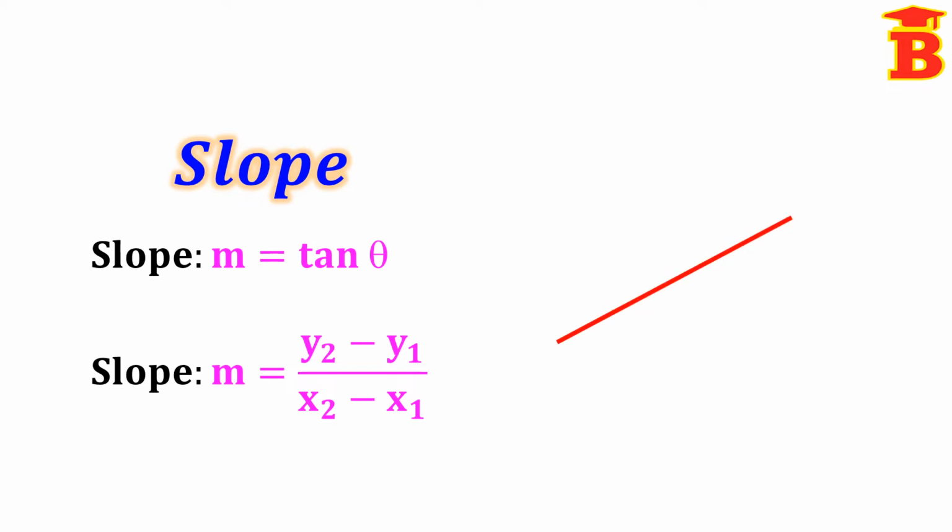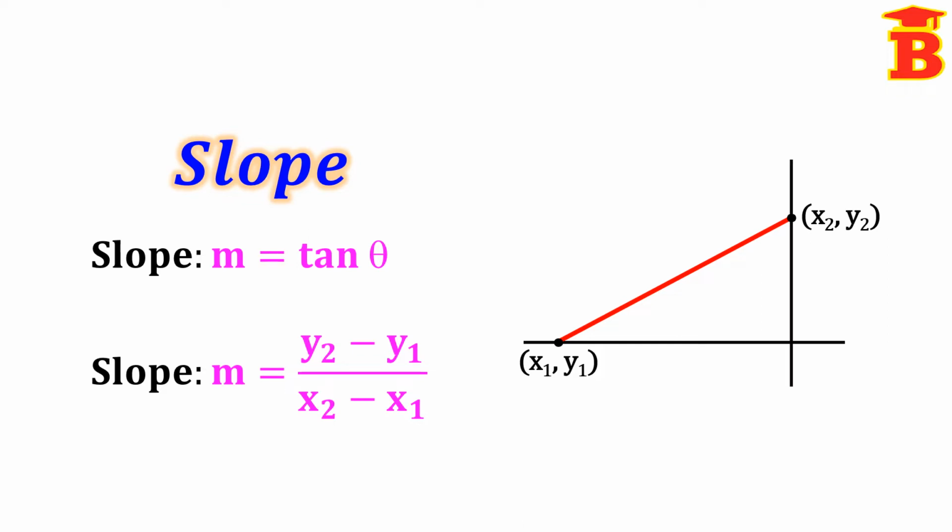Consider a straight line and take the end points. First point x1 y1, second point x2 y2. Let us find the slope of this straight line. Draw the line parallel to x-axis and another line parallel to y-axis. Now this angle is theta, and so the slope m equal to tan theta.